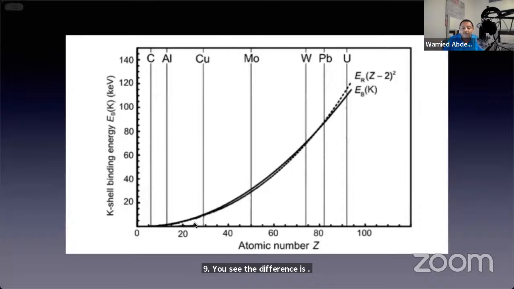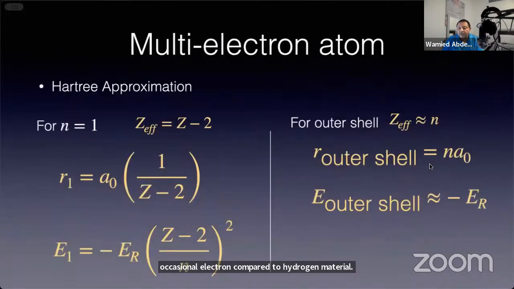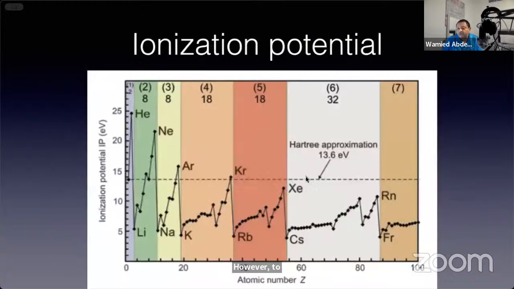If we go to even lower and lower Z, the values are going to be even less than keV. So for low Z, we need much lower energies to knock out a K shell electron compared to high Z material. However, to ionize an outer shell, based on the Hartree approximation or the data, the energies are roughly not that much different.